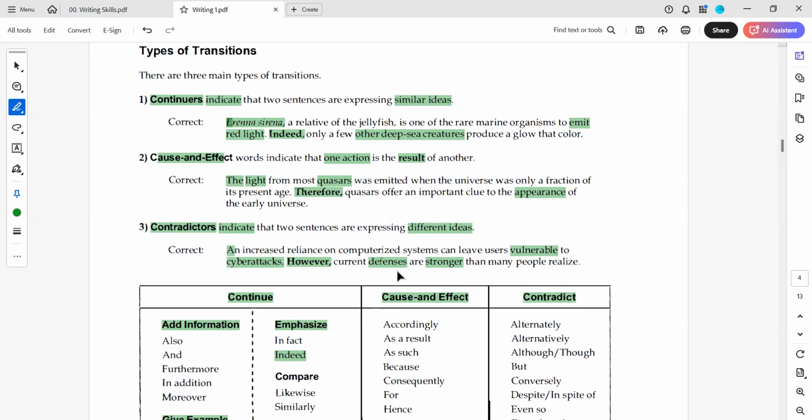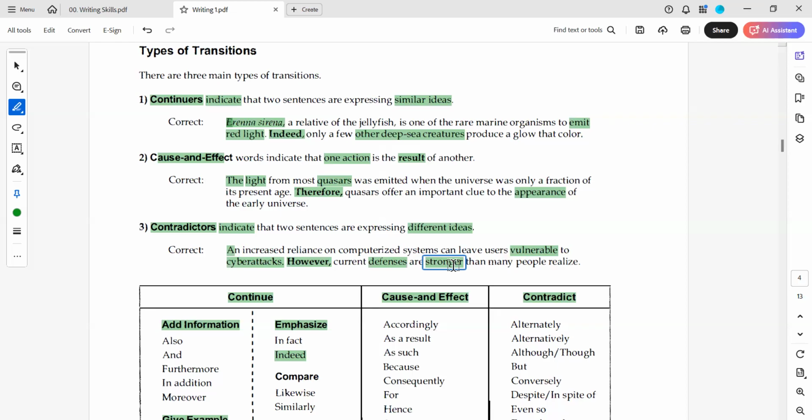What do we have here in the second sentence? The containing sentence here. Are they still talking about cyber attacks or something else? Something else. Which is? Current defenses are stronger than many people realize. So the users are strongly defended. In that case, what could be the relationship? Is it continue, contrast, or cause and effect? Contrast. Yes, perfect. It's contrast.